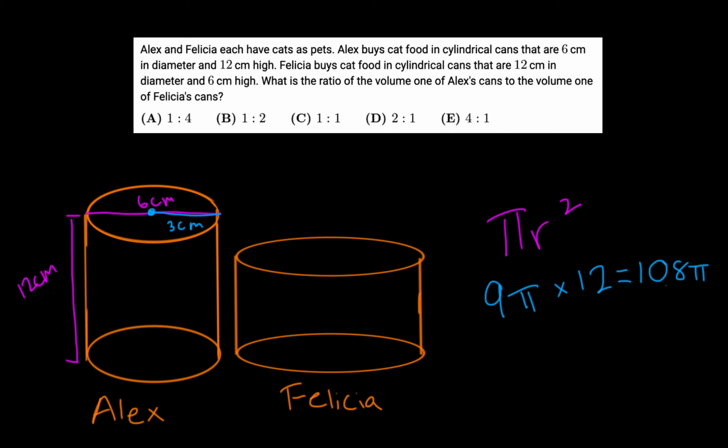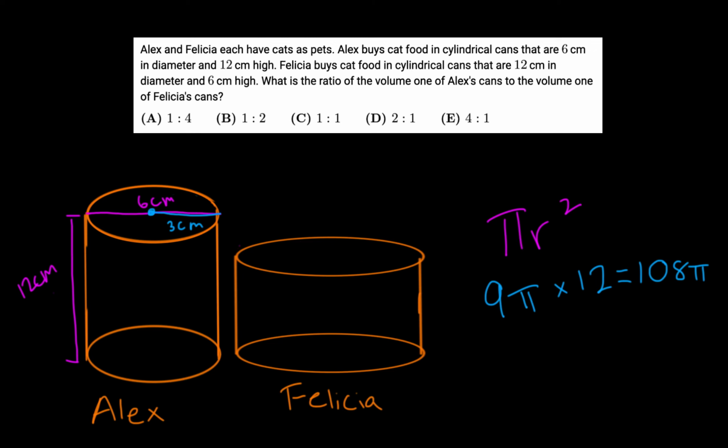I'm not going to multiply 108 times pi using 3.14, because we'll find that we'll be able to cancel out pi when we get to Felicia's can. So let's go over Felicia's can next.